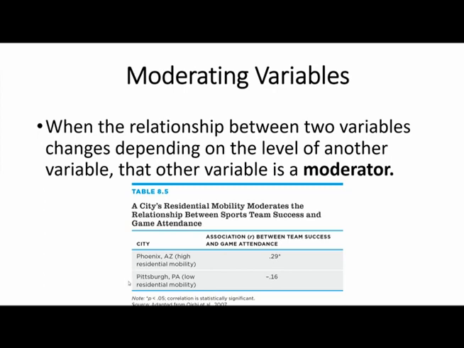Whereas in Pittsburgh, there's a low residential mobility. People don't move to Pittsburgh, and people don't move away from Pittsburgh. And so because people stick around, that's the team that they grew up cheering for. That's the team that they are fans of. So they're going to go and watch their favorite team, whether they're winning or losing. And so in this situation, this residential mobility, whether or not people move to or from this city, is a moderator for the relationship between the success of the team and how many people attend the games.